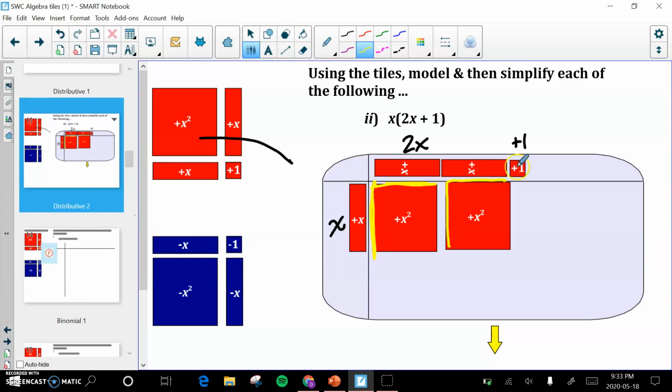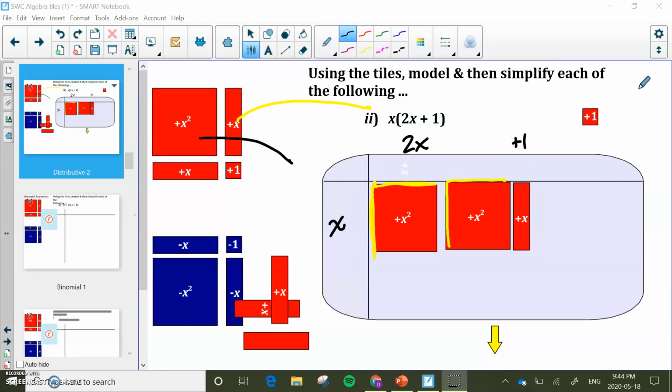All right, and then 1 by x is going to give us a single x here. Okay, so now we can see how multiplying gives us the area, but we need to consider what if we had the area and we want to work backwards to get our factors, x and 2x plus 1.